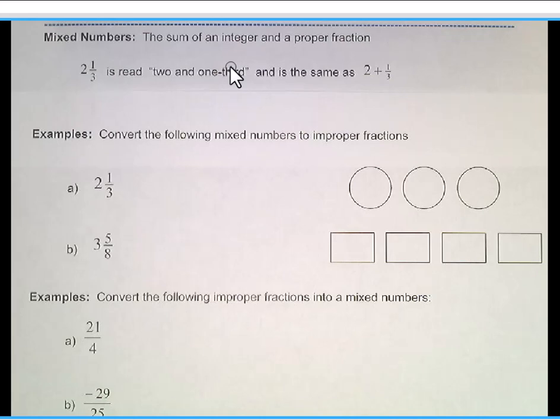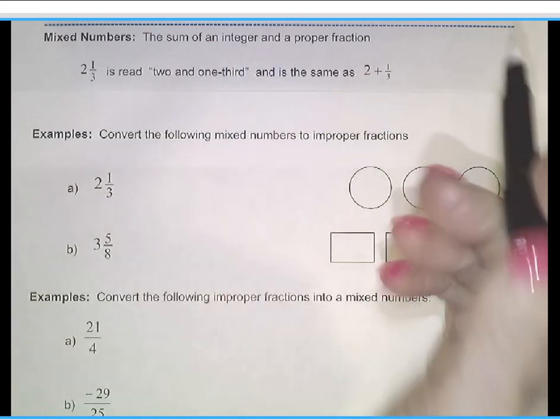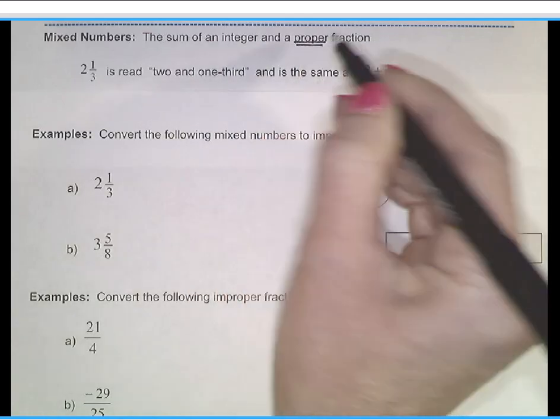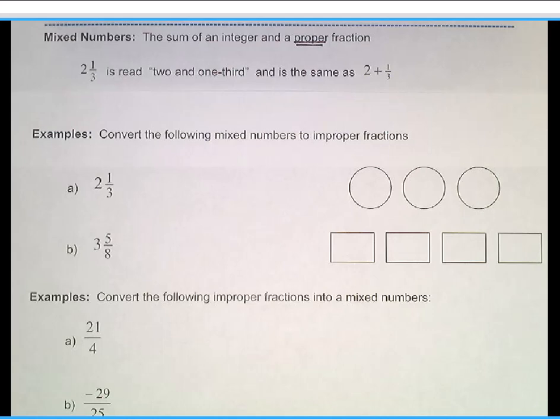Mixed numbers are fraction numbers where you have a whole number part and then a fraction part. So you have the sum of an integer and a proper fraction, and you've got to make sure that the little fraction part is proper, meaning that the numerator is smaller than the denominator.